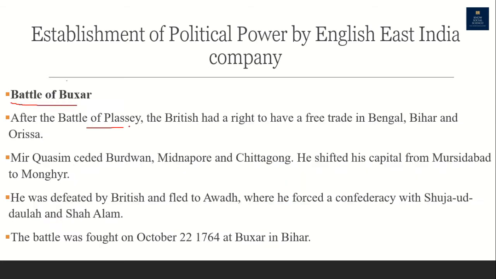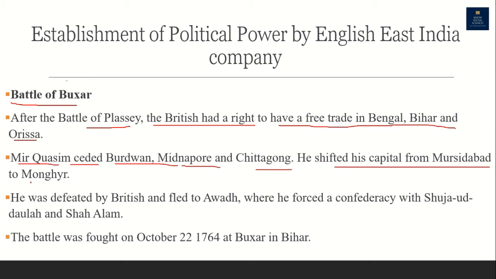After the Battle of Plassey, the British had the right to free trade in Bengal, Bihar and Orissa. They received the 24 Parganas in Bengal. Mir Jafar ruled from 1757 to 1760. The Nawab of Bengal, however, fell into arrears and was forced to step down in favor of his son-in-law Mir Qasim. Mir Qasim ceded Burdwan, Midnapur and Chittagong. He shifted his capital from Murshidabad to Monghyr.